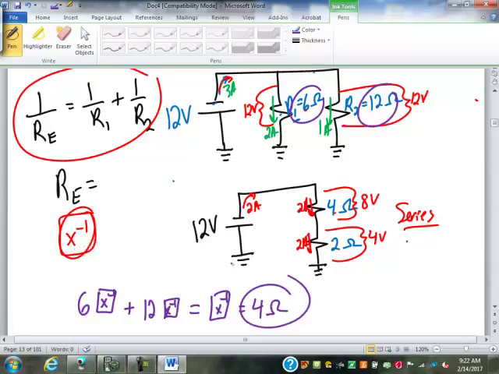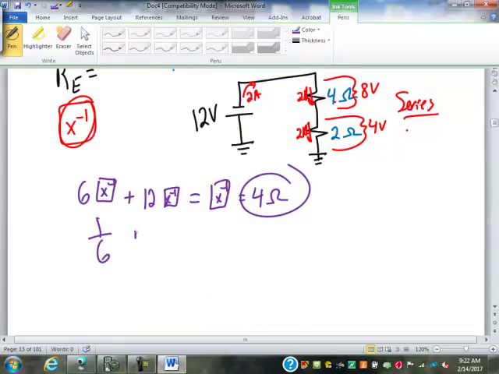What does the x negative 1 button do? Reciprocal. That's saying this is 1 over 6, and that's making that 1 over 12. My answer is going to be 1 over R equivalent, so this is saying flip that back over to get R equivalent.